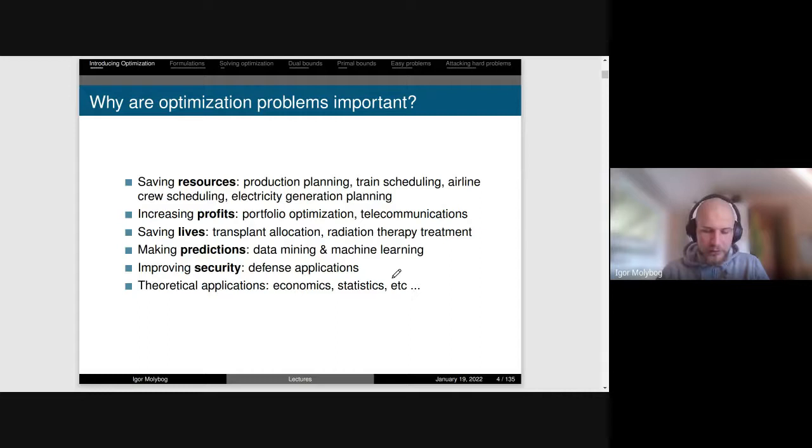Improving security is also possible through the methods of optimization. Generally speaking, it's a very vast matter, and there are even applications in theoretical physics, like minimization of energy. So it is a very useful thing to know how to solve optimization problems.